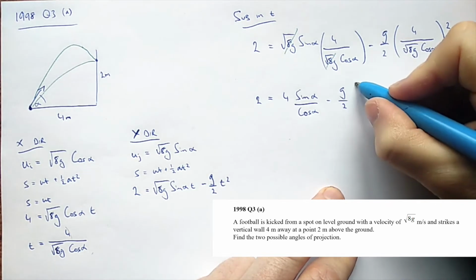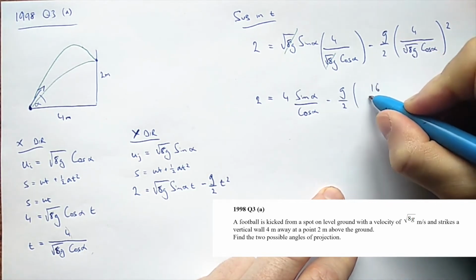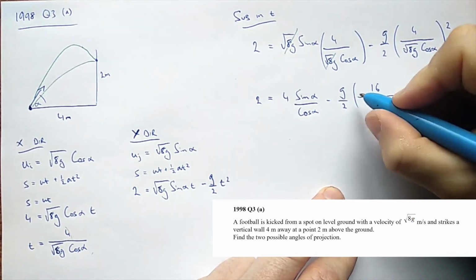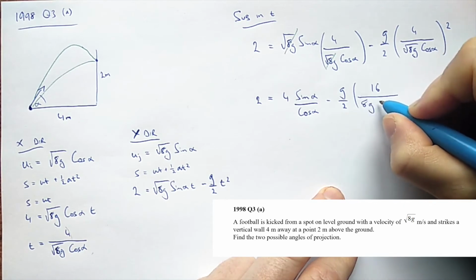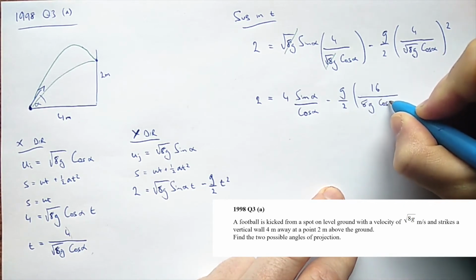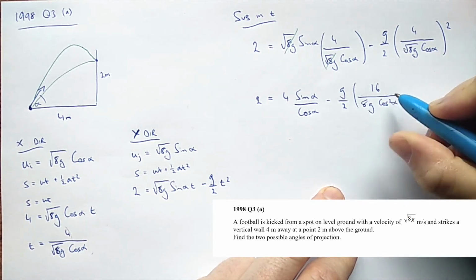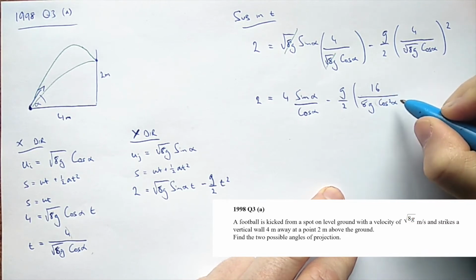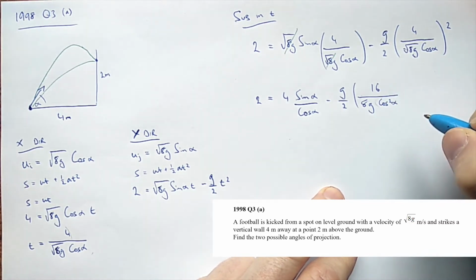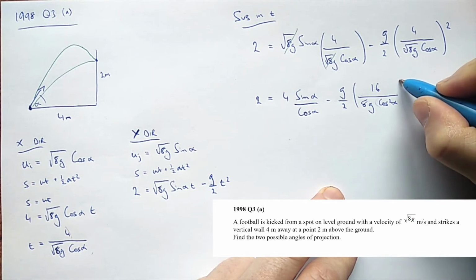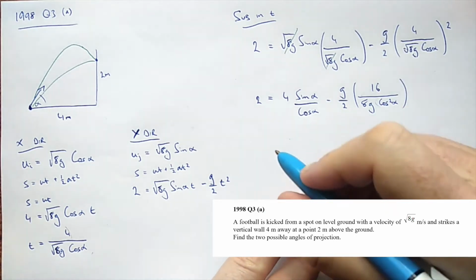Let's multiply this all out. That's going to be 16 all over hg cos squared alpha. Make sure you know how to do your squares. If we have cos alpha all to be squared, we'll write it in like this with the square sign in there. Okay, tidying up time.